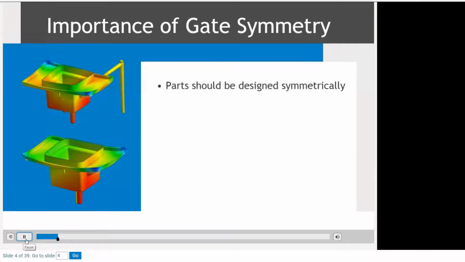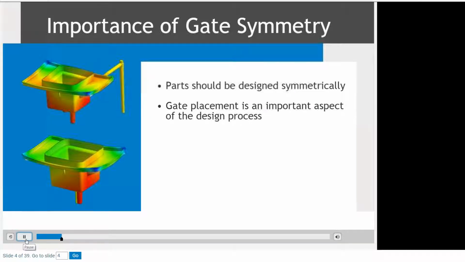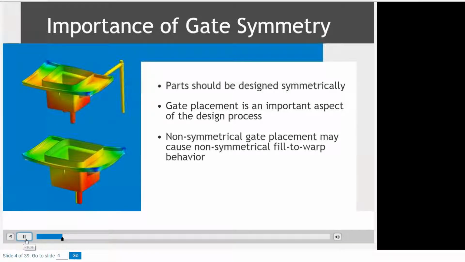Injection molded parts should be designed symmetrically, starting with the part design and continuing through the mold design phase. Gate placement is an important part of this design process. Non-symmetrical gate placement can cause non-symmetrical fill to warp behavior, resulting in unacceptable part warpage.